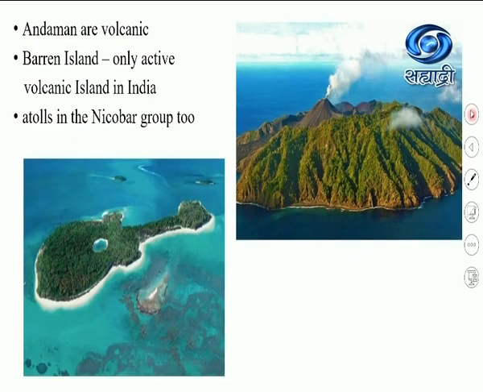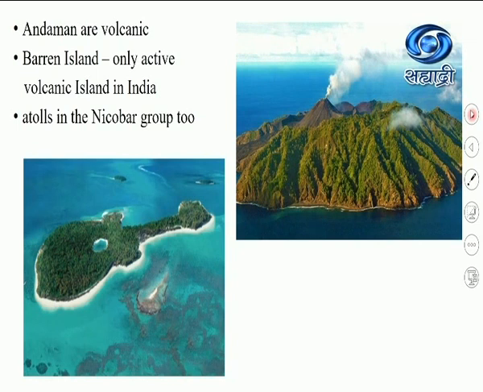The Andaman Islands are volcanic in origin. Last year in 9th standard, you studied how volcanic activities take place and how volcanic islands are formed in water bodies. So these Andaman Islands are volcanic in origin. They have been formed by volcanic activities. Now in India, Barren Island is the only active volcanic island. You will not find any other volcanic activity going on in India.